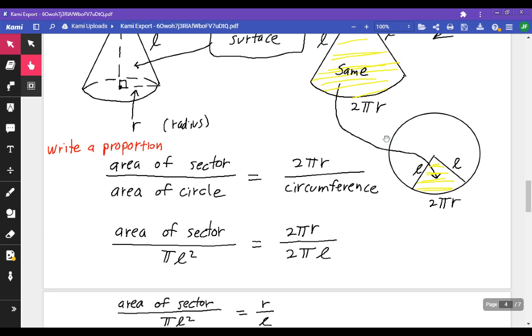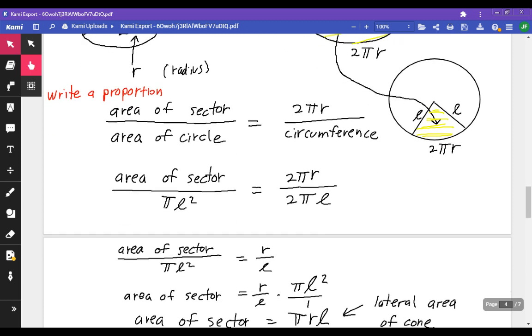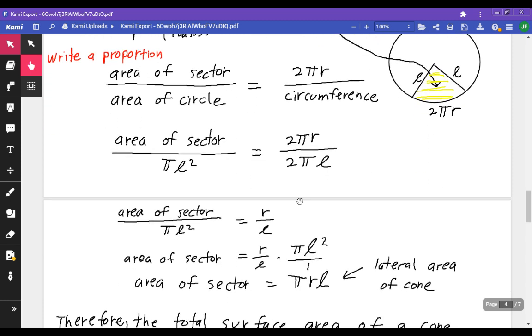Okay, so if we go with that proportion, we know that the area of this circle, I'm talking about the big circle now, is pi r squared. Well, the radius of the circle is L, so it's pi L squared. So again, this is the area of the circle. From the first circle area pi r squared, but our radius is L here, so we made that substitution. On the other side, the circumference of this circle is 2 pi times its radius. Well, its radius is L, so 2 pi L. So we get that proportion.